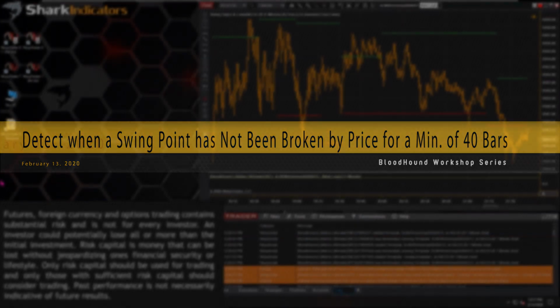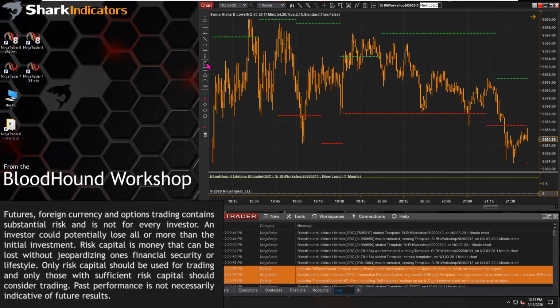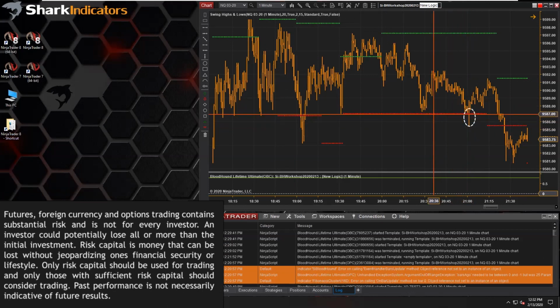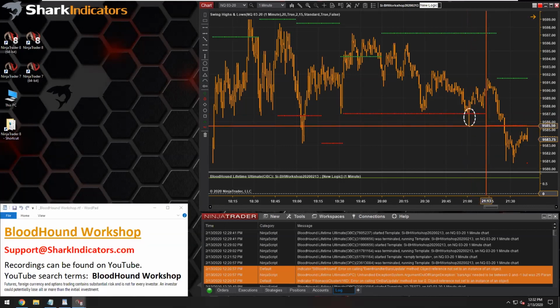Yeah, it's trying to identify that a swing high or swing low has held, has not been broken for 40 or 50 bars, X number of bars. So we can see here that with the swing highs lows indicator, price can't break it, right? And that swing low is still held. It's still plotted until the new swing low is identified.